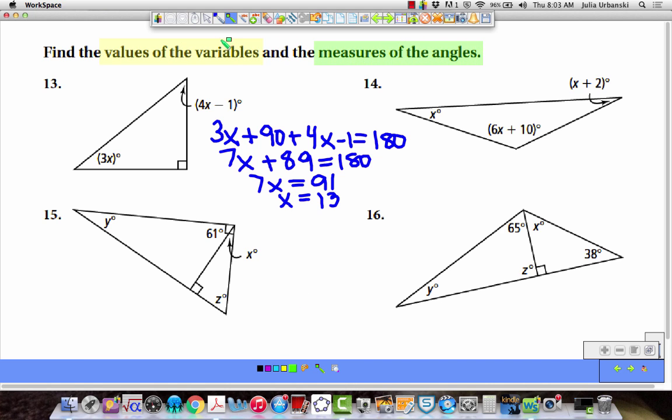But the second part says find the measure of the angles. So all we have to do is we already know this one's 90. What's 3 times 13 going to be? 39. 39 for this one. You're plugging it in. 4 times 13 minus 1. Do that in your calculator. 51. Yep, 4 times 13 and minus 1. Now before you're done, take your calculator and do 51 plus 90 plus 39 and make sure that we did everything right. Does it come to 180? Then you did it right.